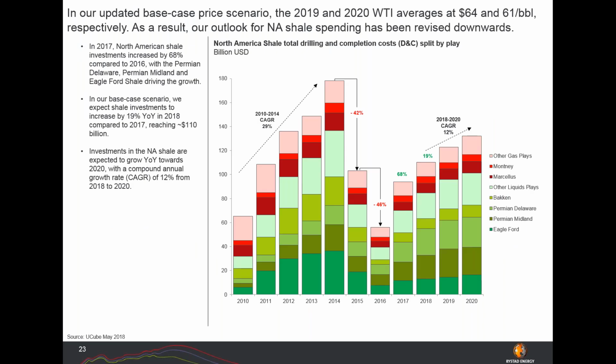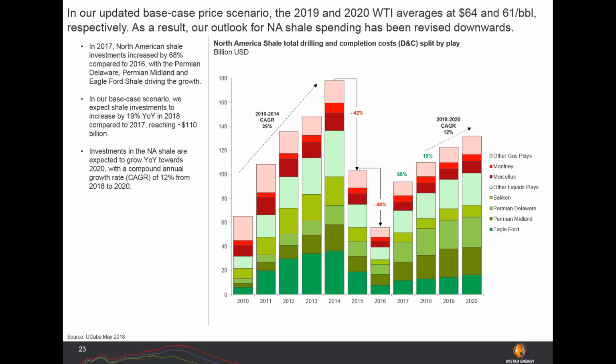Looking at total forecasted shale investments going forward, we estimate just around 12% increase yearly from 2018 to 2020. This is considerably lower than the 29% CAGR seen before 2014 and the 68% increase realized last year. An oversupplied market and the likely decrease in oil prices that we currently forecast lead to lower spending growth in the medium term. In line with the trend we saw the last couple of years, the majority of investments will be directed to Permian plays, followed by Eagle Ford and Bakken.